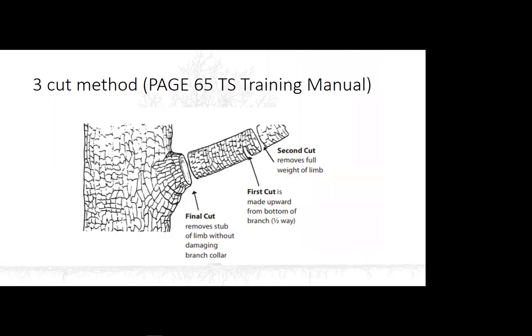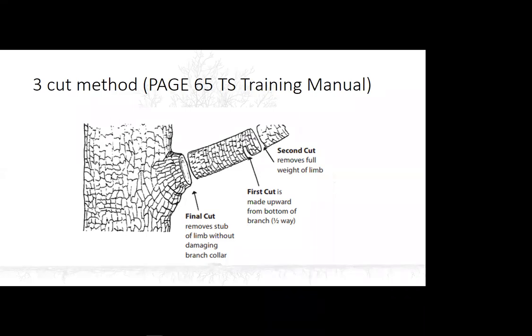When we prune trees, if you go to page 65 of your manual, you will see this picture. This is called the 3-cut method. If you remember, when I talked about reaction wood, I talked about how gravity is pulling down on the branch, which stresses or stretches the wood on the top of the branch and puts it in tension, but it also squeezes the wood on the bottom of the branch, putting it into compression. And between those two zones, the tension zone and the compression zone, there is what's called a shear plane. That's where the wood goes from being in tension to being in compression.